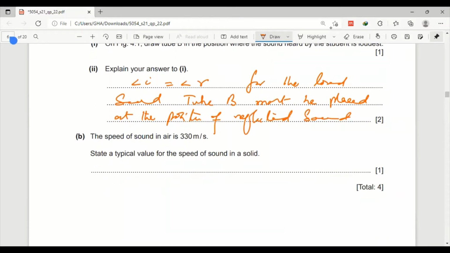Next, the speed of sound in air is 330 meters per second. State the typical value of the speed of sound. So you can write any value from 2000 to 8000, suppose 3000, 4005. So 3000, suppose, and meter per second.